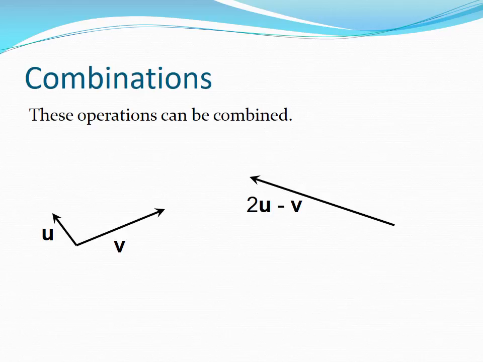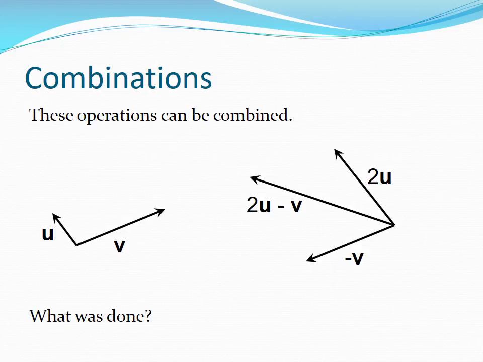Vector additions can be combined. What was done with the vectors u and v? Vector u was multiplied by 2, and vector v was multiplied by minus 1. The two new vectors were then added.